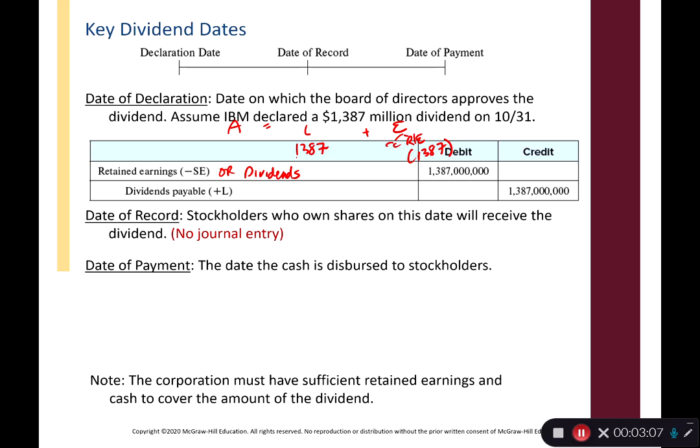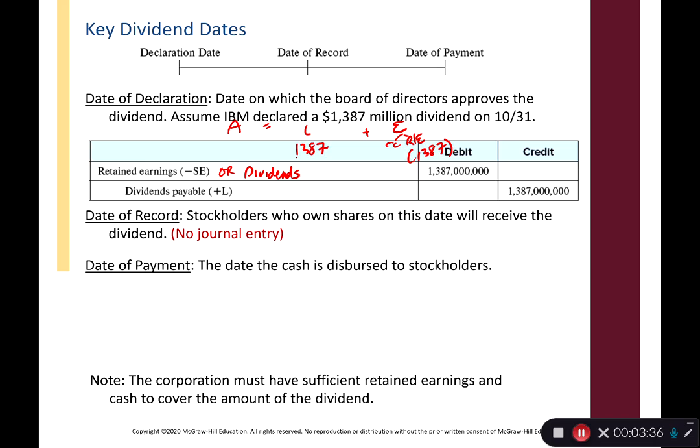In the real world, companies generally don't declare and pay the dividend on the same day because it would be too difficult to do that because you need to know who owns the shares in order to pay them a dividend. And you know, shares change hands each and every day on the stock market. So basically what happens is you have a date of declaration where the corporation promises to pay a certain amount of dividends, and then they record the liability for that at that date.